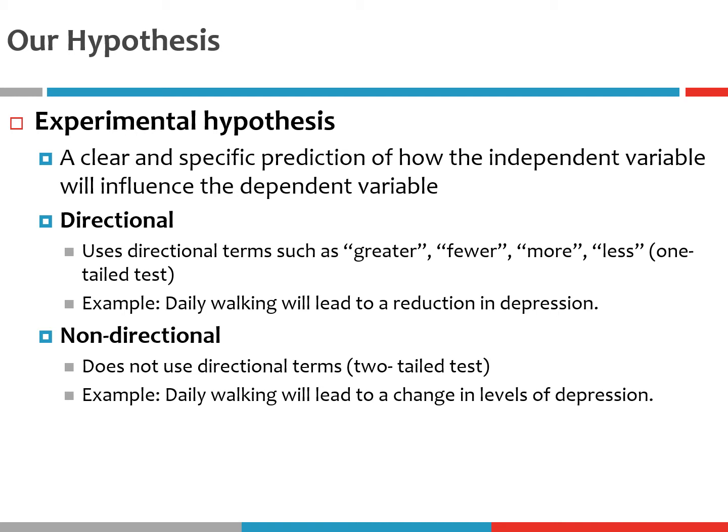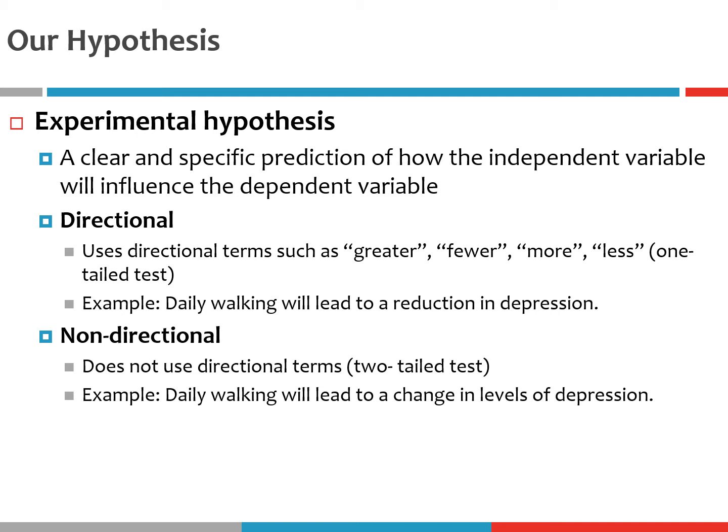And when you publish things, publishers expect you to be using a non-directional hypothesis. The reason being is that it's harder to find the effect that you want if you're using a non-directional hypothesis. It's much easier to find the effect that you want by using a directional hypothesis.